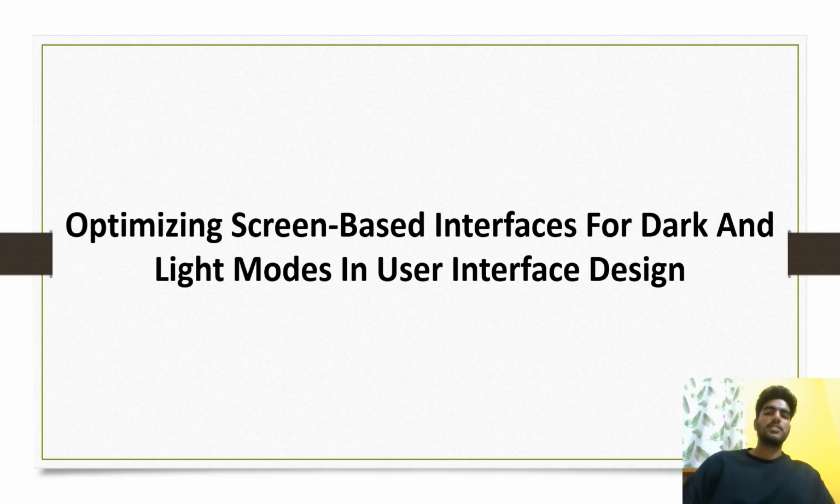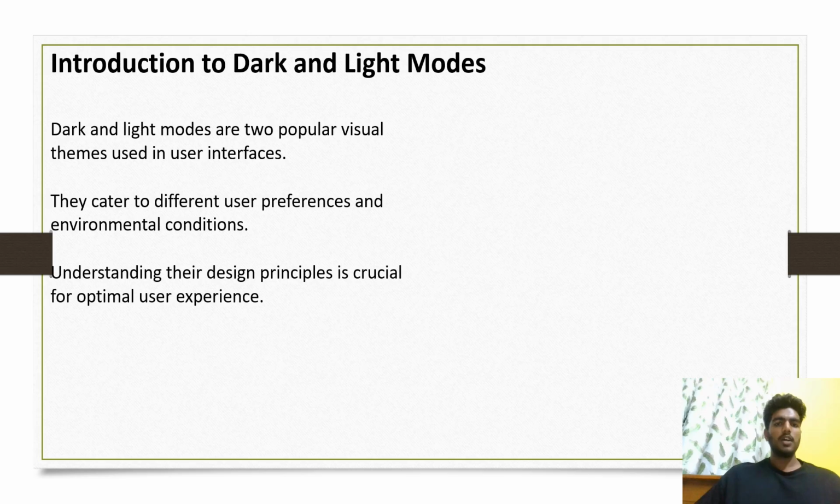Optimizing screen-based interfaces for dark and light modes in user interface design. Introduction to dark and light modes. Dark and light modes are two popular visual themes used in user interfaces. They cater to different user preferences and environmental conditions. Understanding the design principles is crucial for an optimal user experience.